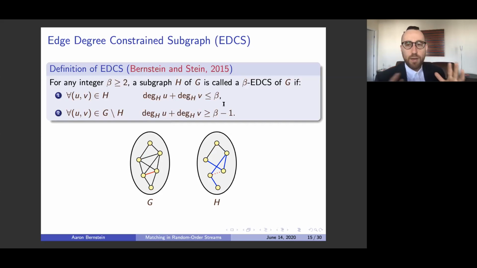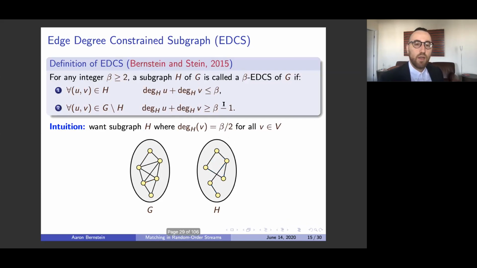I recognize that just by looking at these properties, you're not going to have a clear intuition for what they're doing, why these are useful properties. I won't have time to go into the details, but let me give a quick intuition, which is that what we really want is a subgraph H where all degrees are equal to beta over 2. So it's a regular subgraph. Note that if we had such a subgraph, it would definitely satisfy all the properties because all edge degrees would be beta, so all properties would be automatically satisfied.